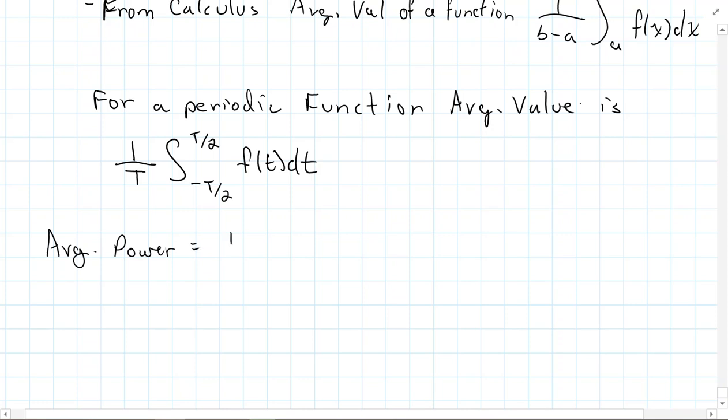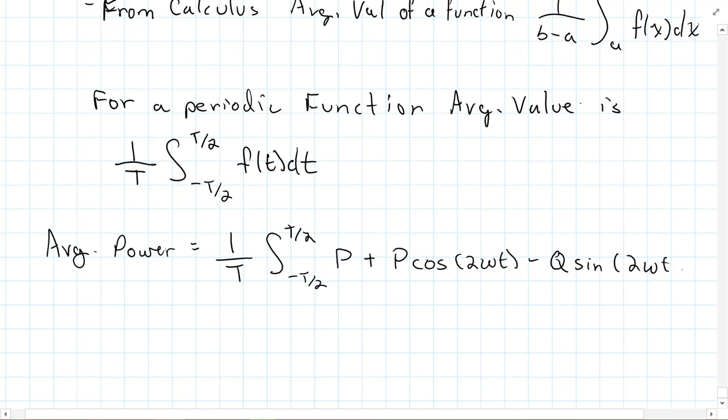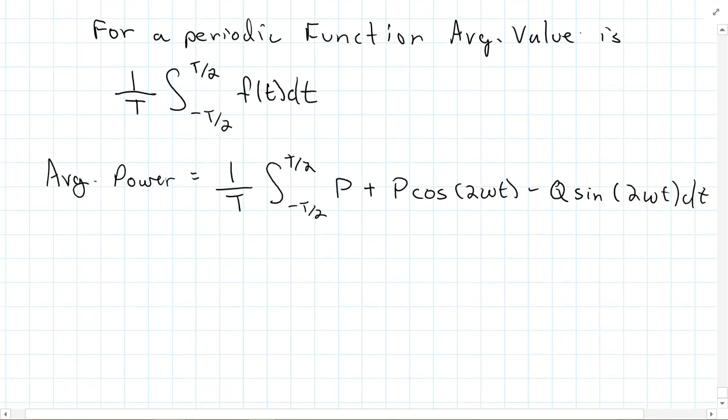The average power is going to be 1 over my period times the integral from minus T over 2 to T over 2 of P plus P cosine of 2 omega t minus Q sine of 2 omega t dt. Now, we're going to do this integral pretty quickly. It looks like an ugly integral to do. It's not. It's easy.